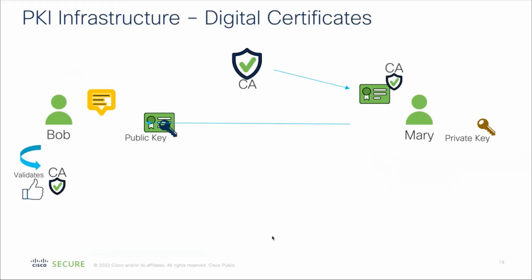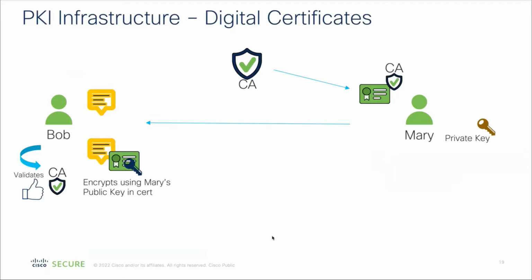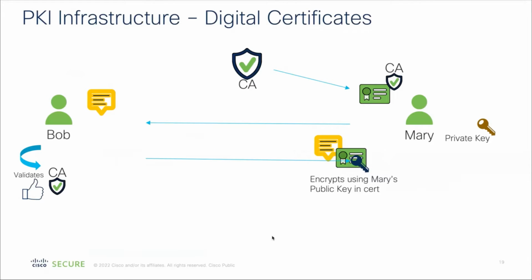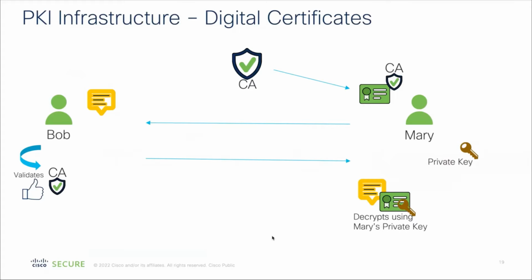Bob is going to validate the certificate authority, and he's going to validate against the certificate authority whether the certificate received from Mary is indeed in good state or not. Once the validation is successful and trusted, he's going to make use of the public key imprinted in the certificate to encrypt the message that he wants to send back to Mary. Now he's going to send that encrypted message to Mary, and Mary is going to make use of her private key to decrypt the message and get back what Bob has sent. That's where the digital certificate is useful for providing secure communication and confidentiality.